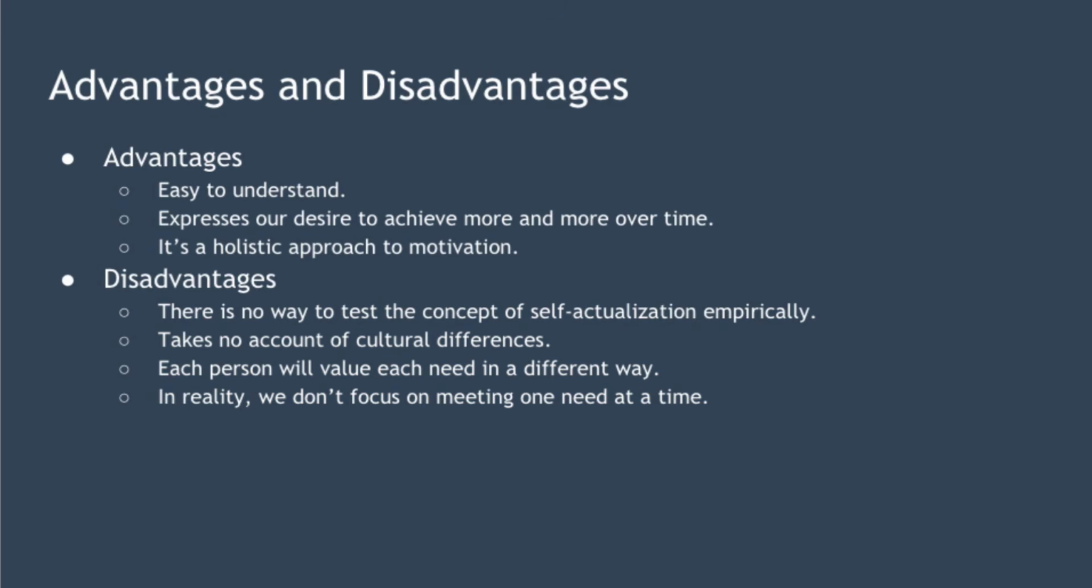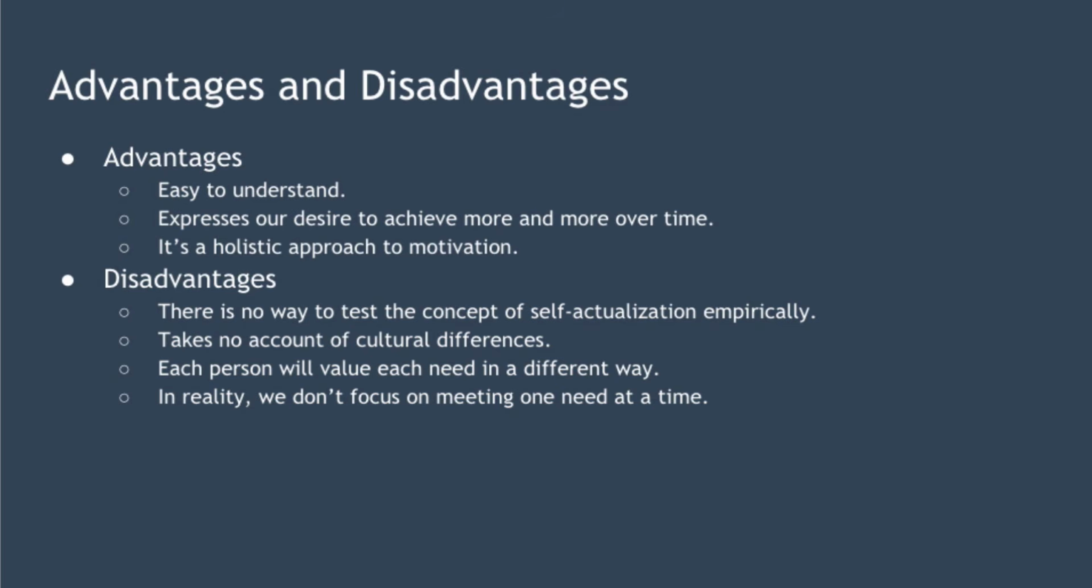Now, in terms of disadvantages, then there's no way to test Maslow's concept of self-actualization empirically. It doesn't take account of cultural differences. So, for example, the need to feel part of a team is going to be higher in certain countries, such as China, than it is in other countries, such as the US. Also, each person will value each need in different ways. So esteem needs can be essential to you, but your peer may place a higher value on safety needs.